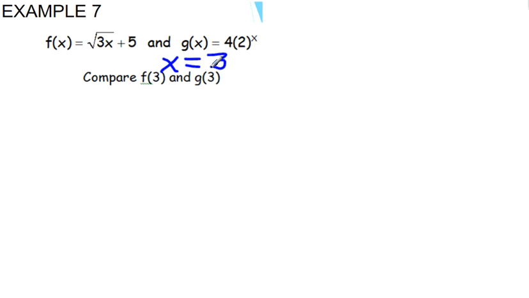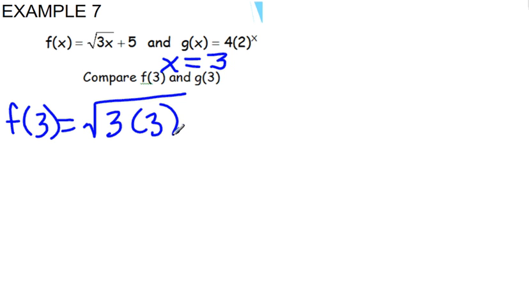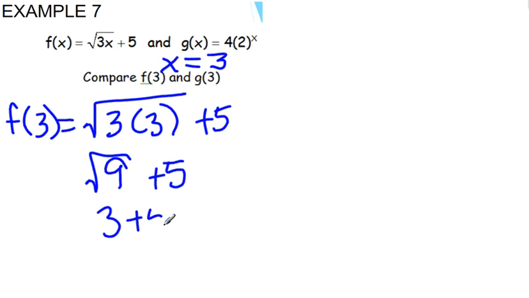So I'm going to start with f of x, and I know that I'm trying to find f of 3. So that's going to be the square root of 3 times 3, and then outside of it, plus 5. So when we start inside the grouping symbol, I know that 3 times 3 is 9, so the square root of 9 plus 5. I also know that the square root of 9 is 3, plus 5. So f of 3 is going to equal 8.